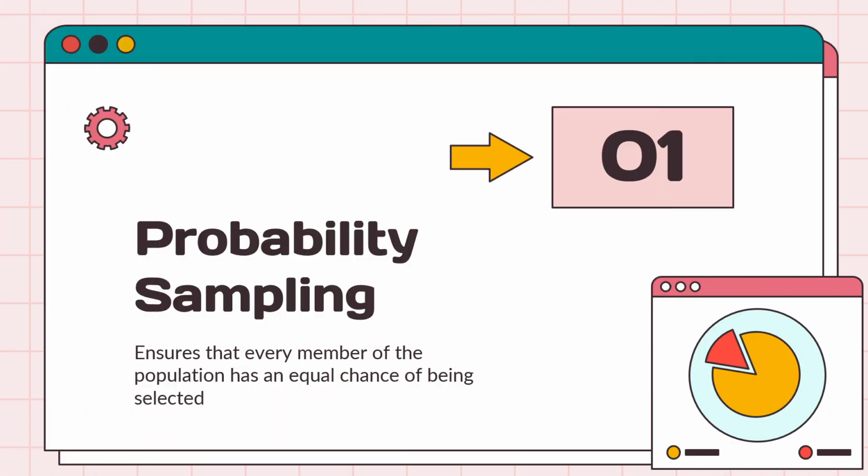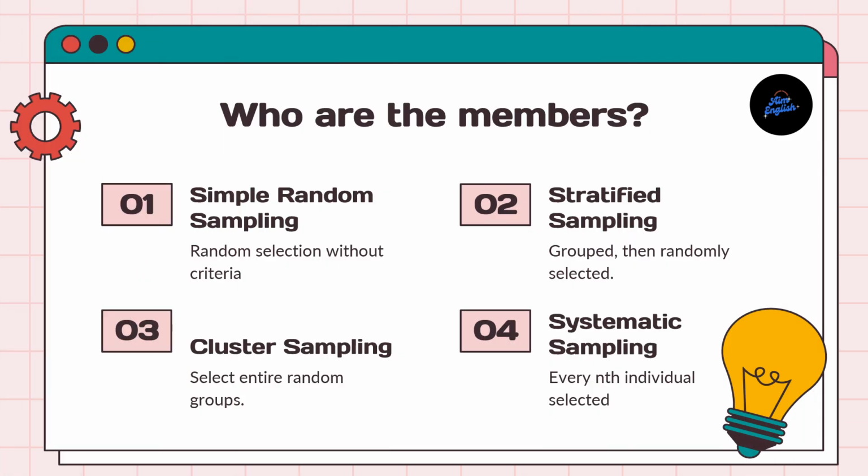This slide introduces us to probability sampling, a category where every person in a population has an equal chance of being selected. This approach minimizes bias and increases the generalizability of our findings. Let's look at 4 common types of probability sampling, each with its own logic and use case.